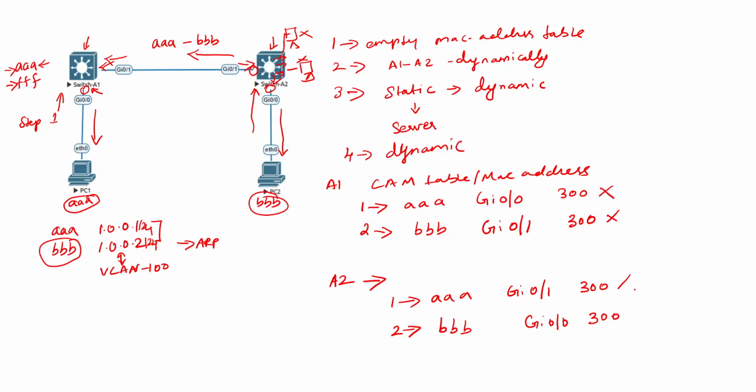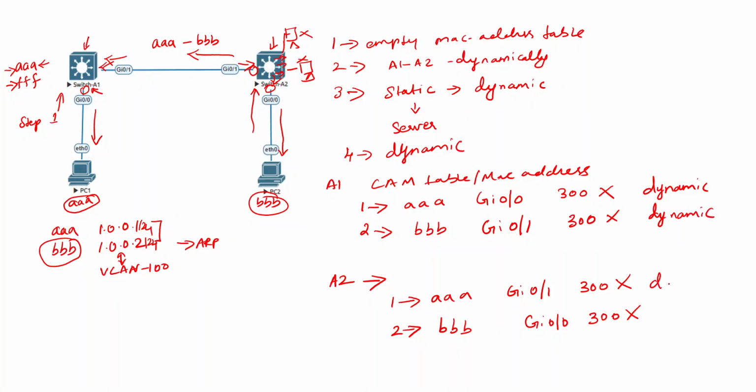So if the communication is happening continuously, then the entry will be available. If the communication is not happening, it's removed. It's dynamically learned, right? There is one more thing that you need to note: it's dynamic learning, so we are not doing any manual configuration actually.